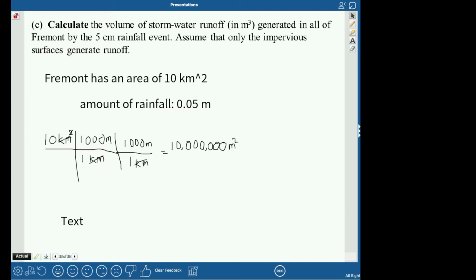Now it says only impervious surfaces generate runoff. One of the things they told us in that box was that impervious surfaces are 20%. So we're going to take this 10 million and multiply it by 20%, which is just 0.2. And that's going to give us 100,000.